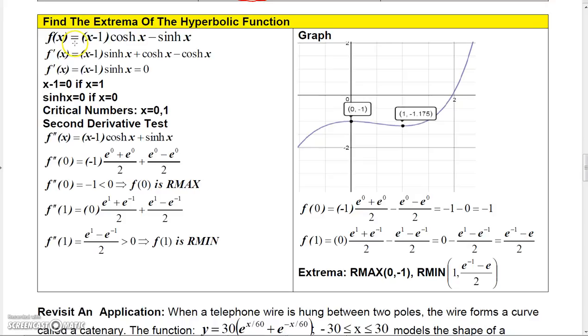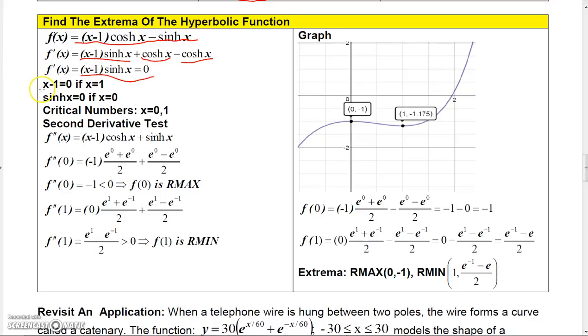Let's find the extrema of this function. For the first term you'd have to use the product rule. So the product rule: I'd take x minus 1 times the derivative of hyperbolic cosine, which is hyperbolic sine x, and then I take hyperbolic cosine x times the derivative of x minus 1, which is 1, and then I have minus the hyperbolic cosine of x, because that's the derivative of hyperbolic sine x. Well, the hyperbolic cosines will cancel out, and so I'll just get x minus 1 times the hyperbolic sine x.